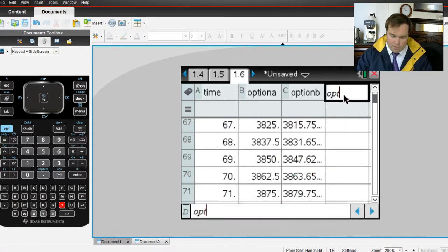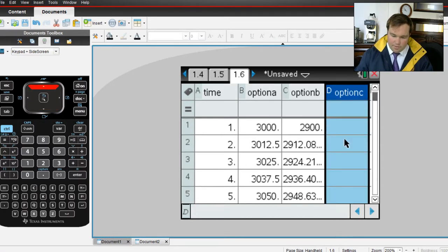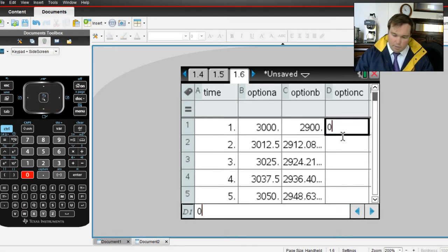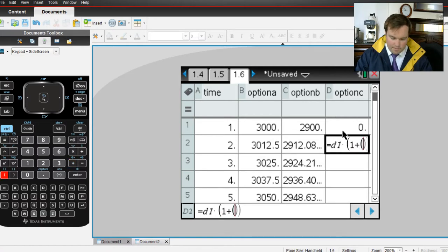Let's look at option C. And option C is the reason we had to use this recursion relation. Option C started off with no money. And then what happens with option C is we have the one above is increased by 5%, but monthly. So whatever a 12th of 5 percent is. That is 5 on 12, 1 to increase it, plus 5 divided by 12 on 100. Then, after it's been increased by 5%, we add on $100.